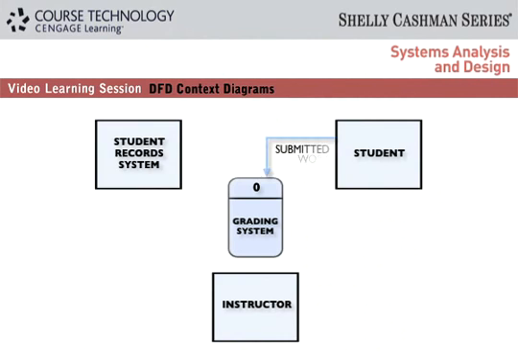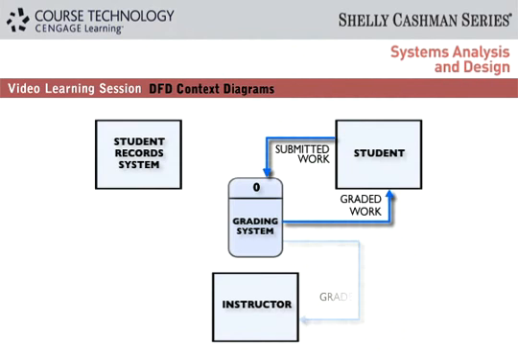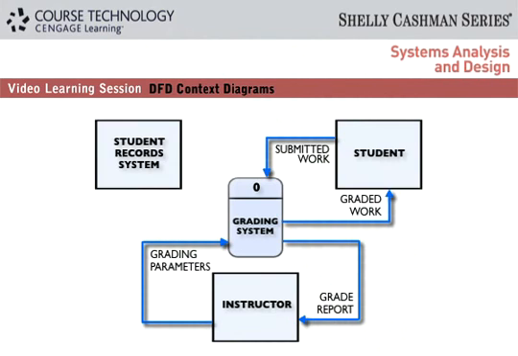Let's start with the student data flows. Next, add the data flows for instructor. Finally, add the data flows for the student records system. Notice that this external entity is another information system. In large applications, a modular design makes the overall system easier to build and maintain. That's it! We're done with our diagram.